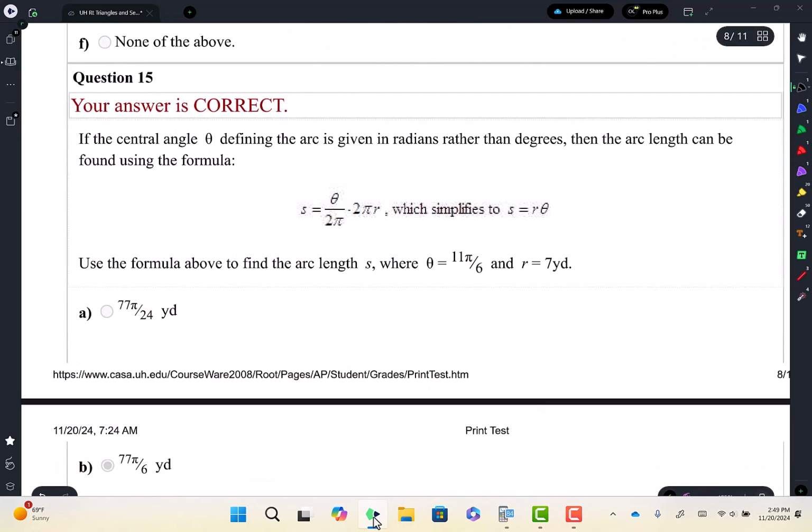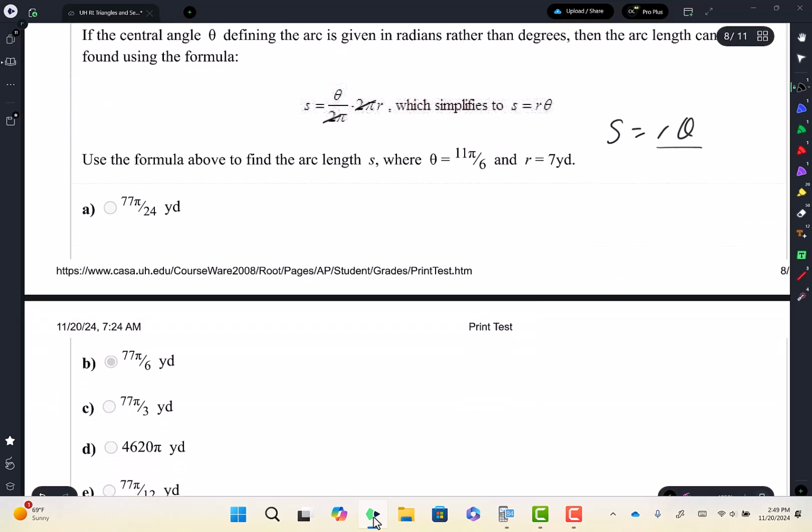If the central angle theta defining the arc is given in radians rather than degrees, then the arc length can be found using the formula. Check that out. The 2 pi's cancel out, which simplifies to S equals r theta. So this is why sometimes radians is superior over degrees. Look how simple that formula is. It's just r theta for arc length. Isn't that so cool? Now you guys are like, okay, whatever.